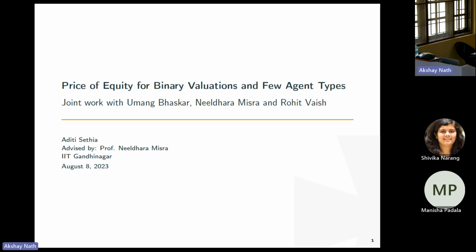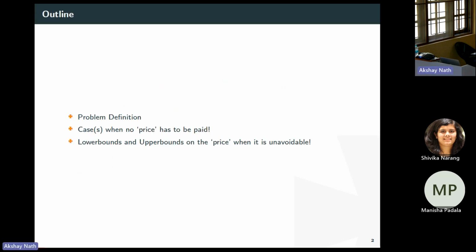So today I'll be talking about the price of equity. This is joint work with Professor Umang, Professor Lee, and Professor Rohit. We'll see the problem setting. We'll see the good cases where we don't have to pay any price. Price I'll define in a moment. And whenever this price is unavoidable, we'll look at the bounds within which that price lies.